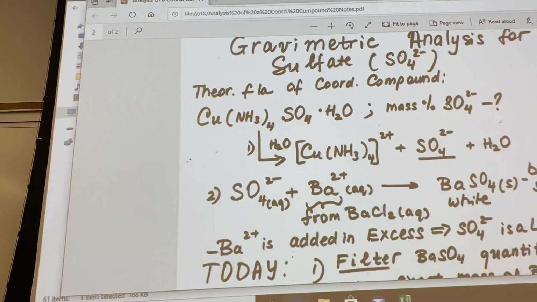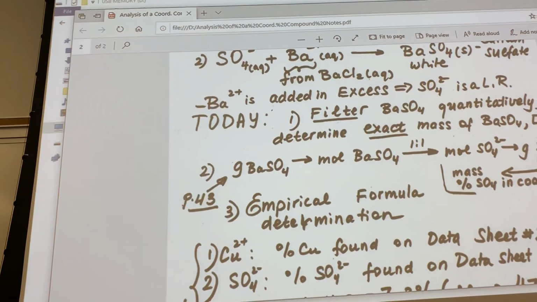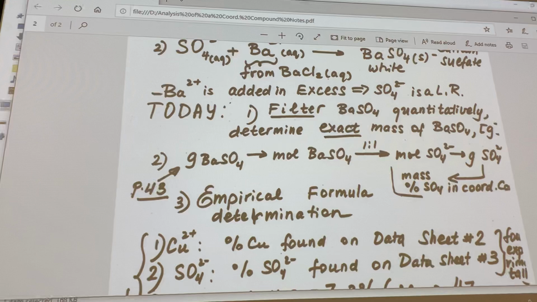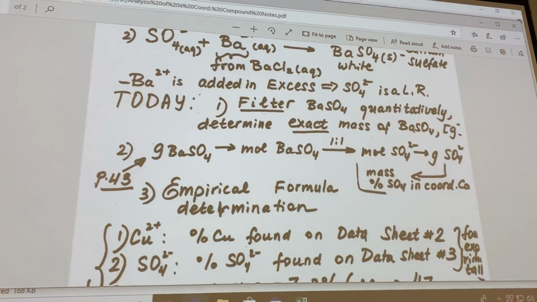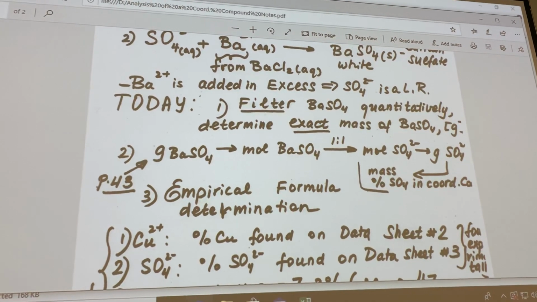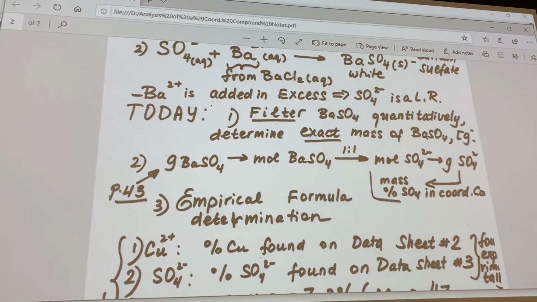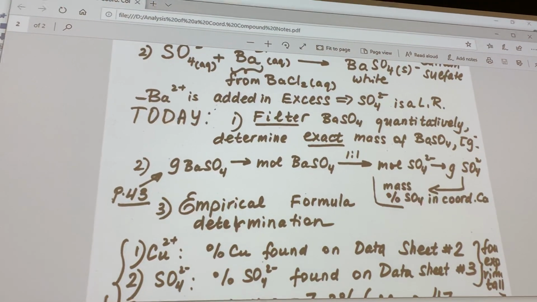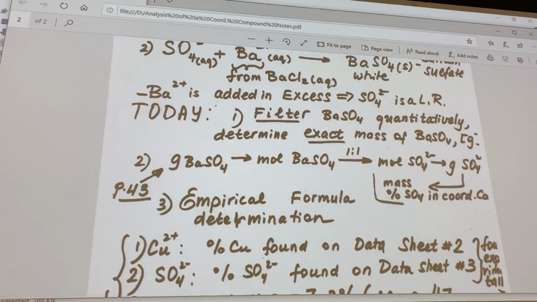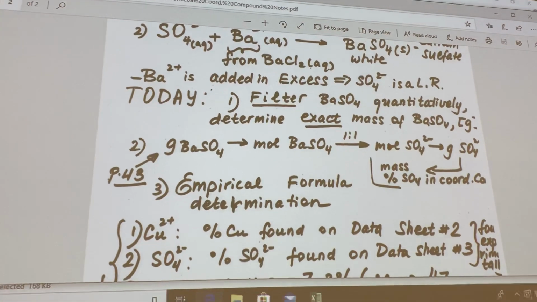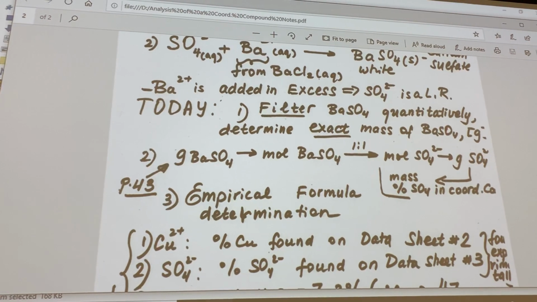So today, our procedure will involve filtering barium sulfate. We're going to use gravity filtration because gravity filtration, albeit slower, produces better results, a much more accurate determination, because we're trying not to lose literally any single particle of barium sulfate. And so we're going to filter it, and then we're going to burn off the filter paper in the second portion of the procedure using a heat-resistant container called a crucible. I will show it to you shortly.